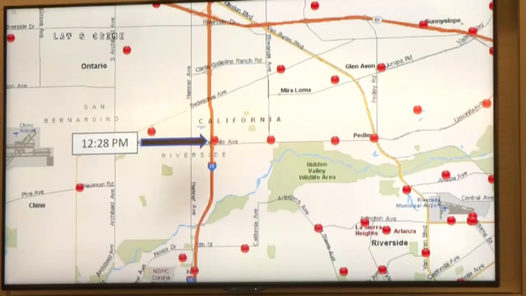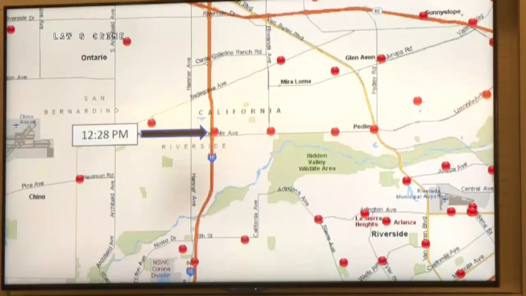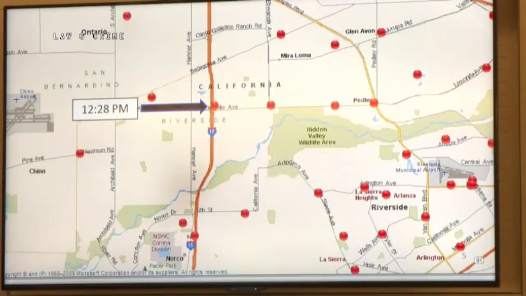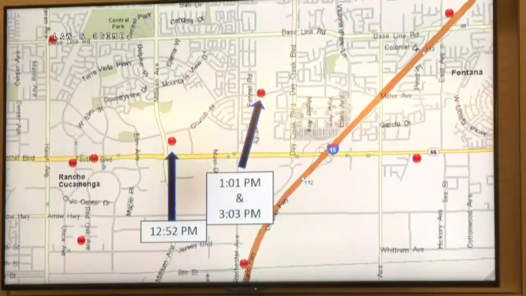And that would be almost halfway in between the 60 and 91 freeways? Yes, that'd be a good assessment. Not an exact measurement, right? That's correct. And 526, Exhibit 526? These are a series of calls at 12:52 p.m. as the cell phone connects there in Rancho Cucamonga, just north of Foothill Boulevard and south of Church Street. And then there's two calls at 1:01 p.m. and 3:03 p.m. connecting to a cell tower just slightly to the northeast of the first cell tower.